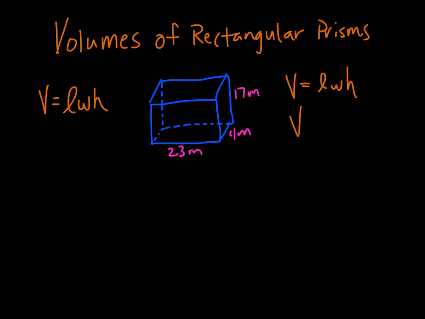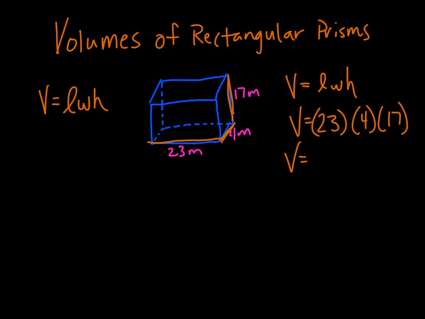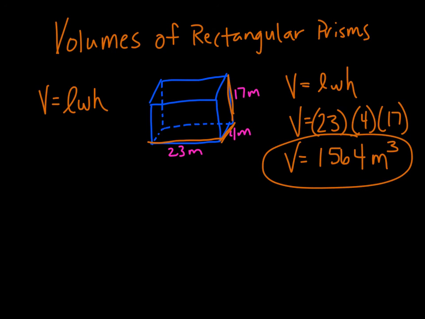And now we start plugging in. My length would be my 23. My width would be my 4. And my height would be 17. So now I can solve. You would figure out 23 times 4 times 17, and you should come up with a total of 1,564 meters. And here's the difference. It's cubed because we're talking about cubing something. It's cubic meters, cubic inches, whatever. So this would have a 3 instead of a 2.